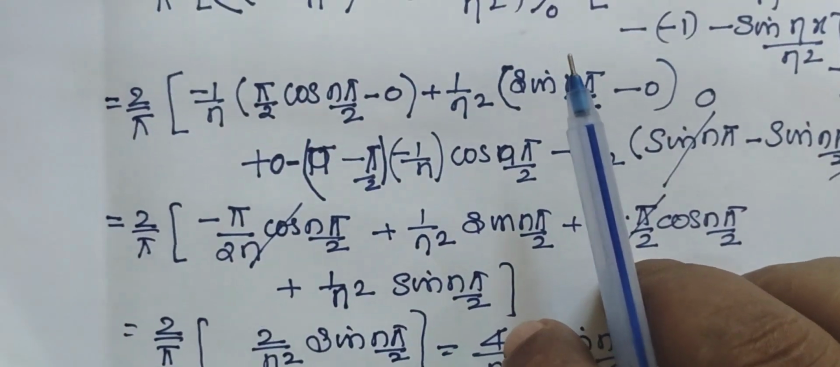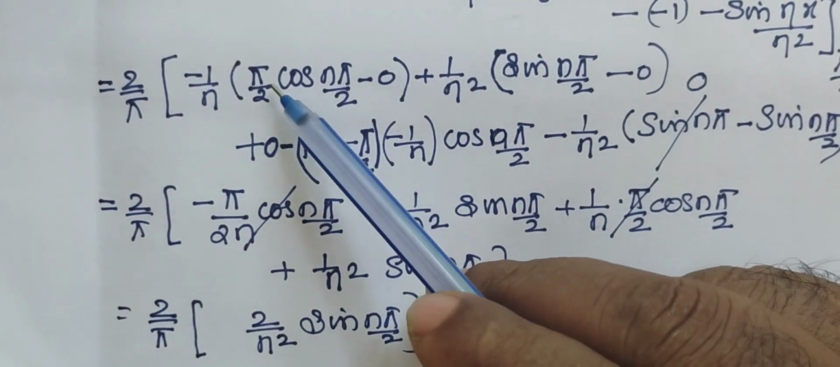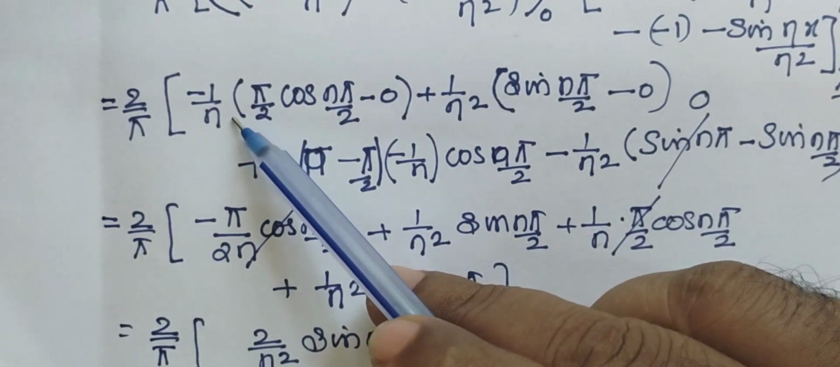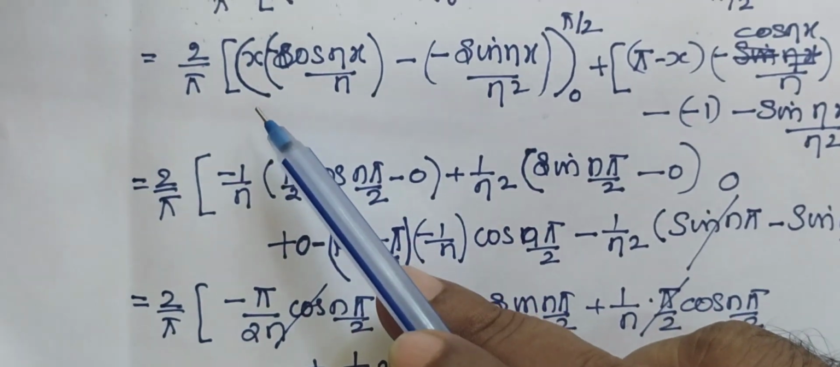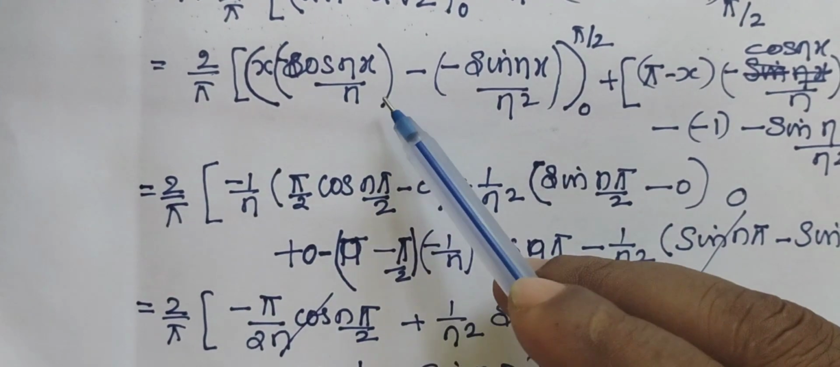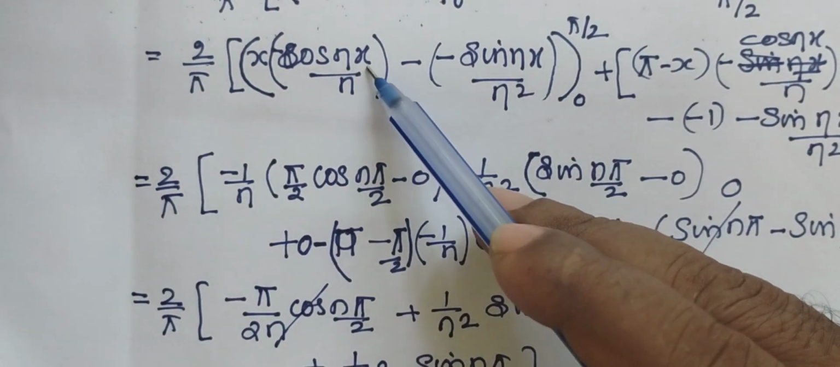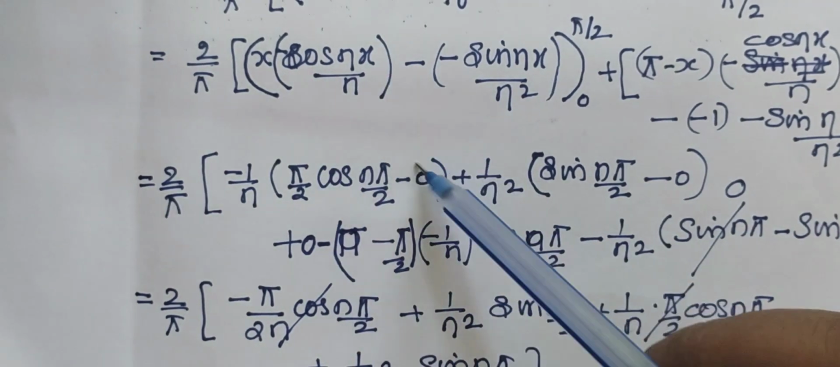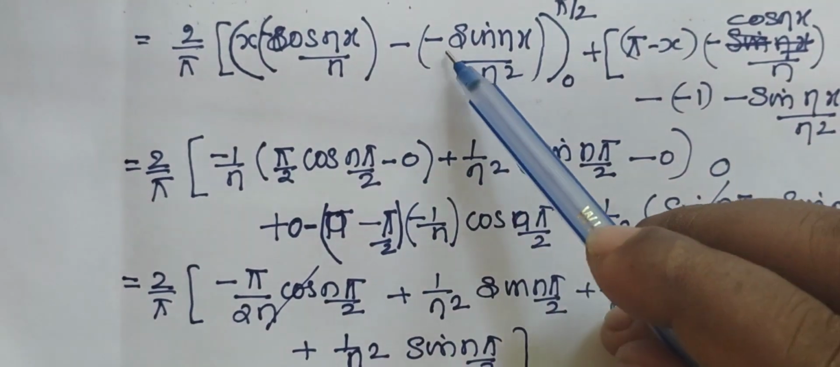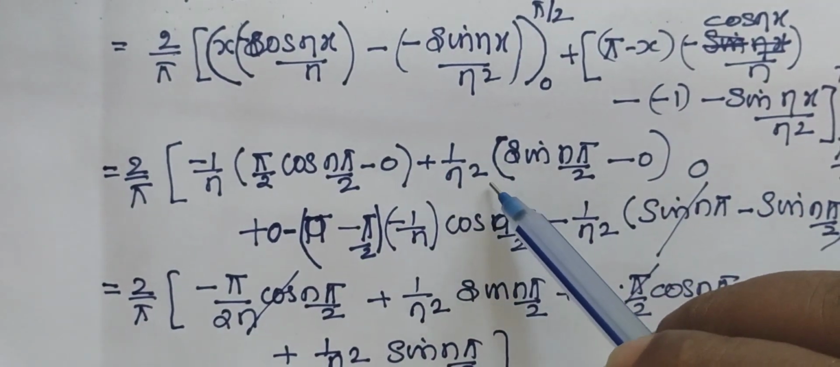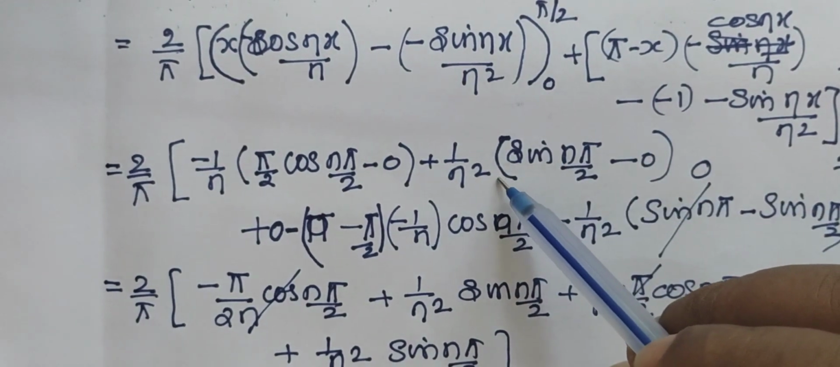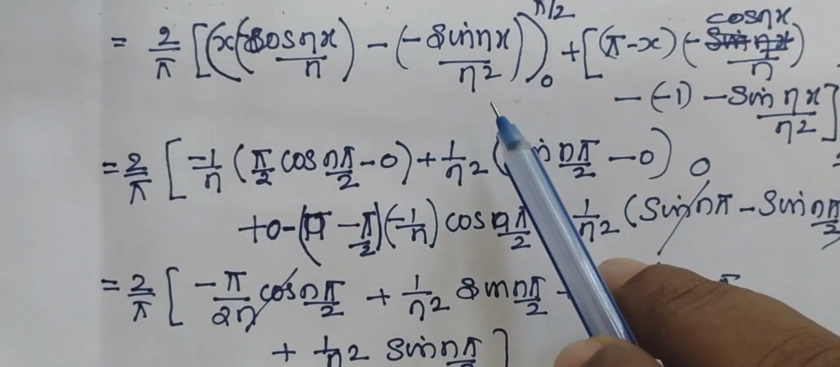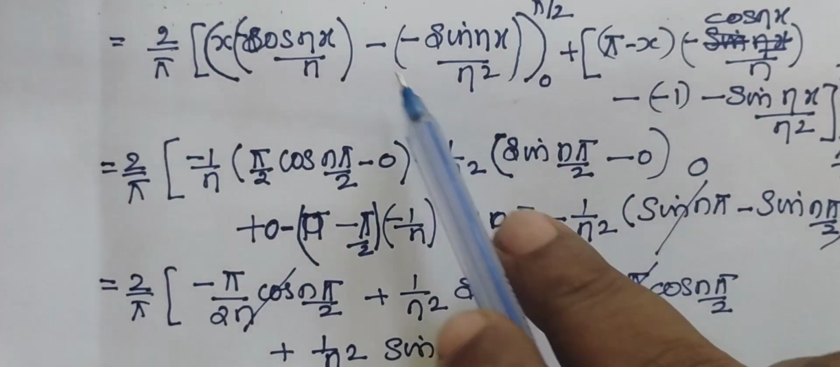Now we can apply the limits. First apply the upper limit pi by 2 to the first part: minus 1 by n into pi by 2, since x is equal to pi by 2, then cos n pi by 2. When you put x equal to 0, the whole term is 0, so the lower limit gives 0. Then minus into minus gives plus 1 by n square, which is a common factor. Apply the upper limit, sin n pi by 2, and sin 0 is equal to 0. So these two terms are over.